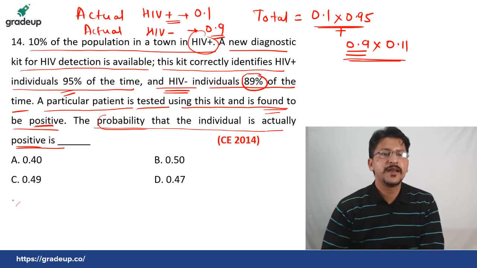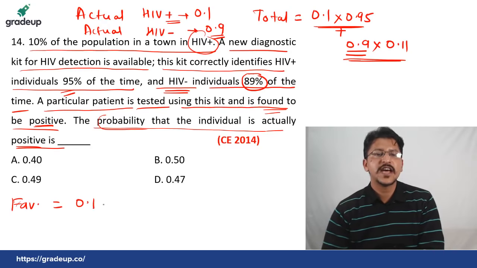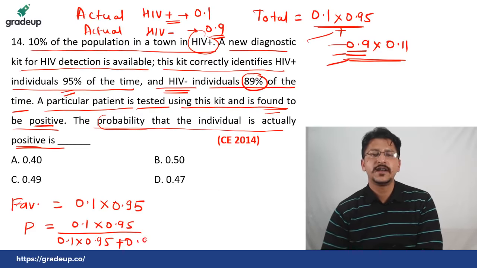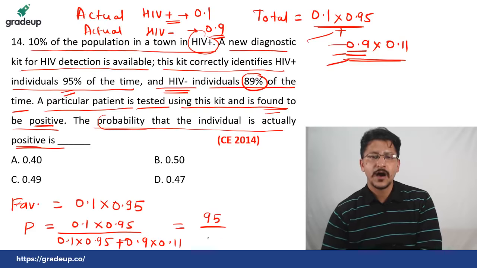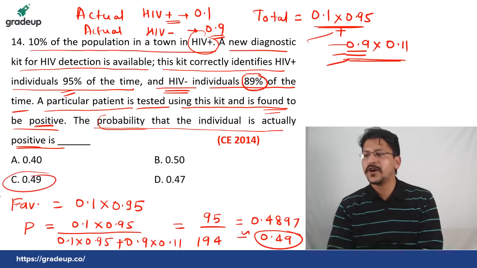What is the favorable number of outcomes? He is actually HIV positive and the machine also identifies him correctly. So the probability is 0.1 into 0.95 upon 0.1 into 0.95 plus 0.9 into 0.11. Solving this, you will get 95 upon 194, which is around 0.4897, approximated to 0.49. So the answer for this one is 0.49.